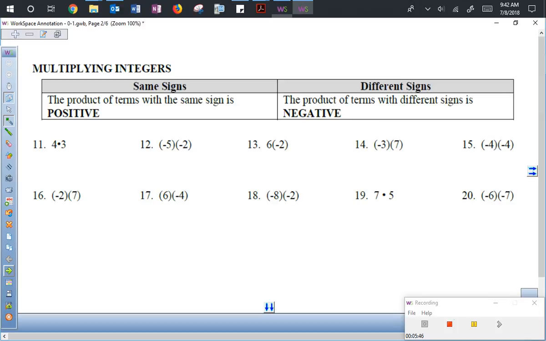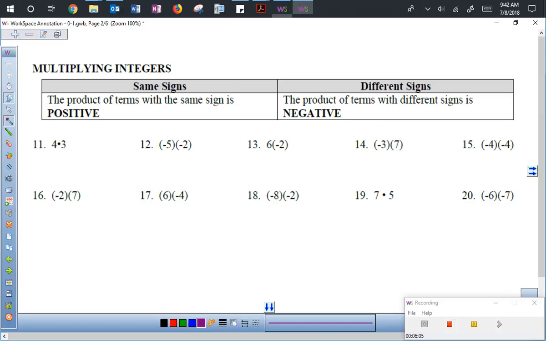Alright, next we're going to talk about multiplying integers. Now you guys should be very good at this. You've been doing this for a while. Just a reminder, if you're multiplying two numbers with the same signs, you're going to get a positive result. So a positive times a positive is a positive, or a negative times a negative is a positive. And if you multiply two numbers with different signs, your result's going to be negative. So a positive times a negative will be a negative, or a negative times a positive will be negative.